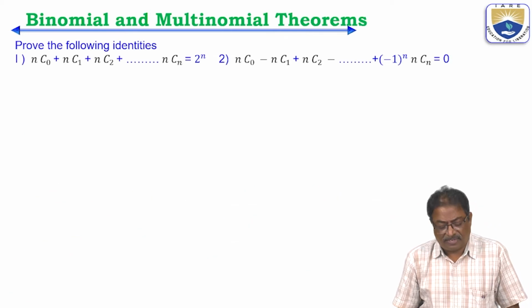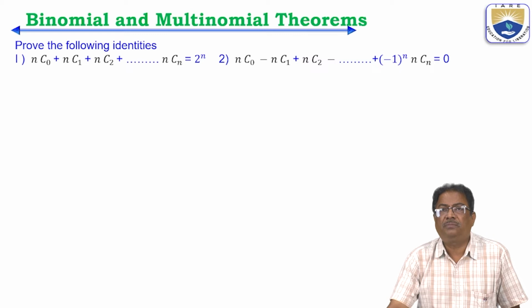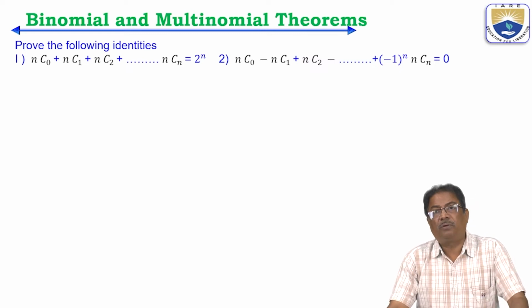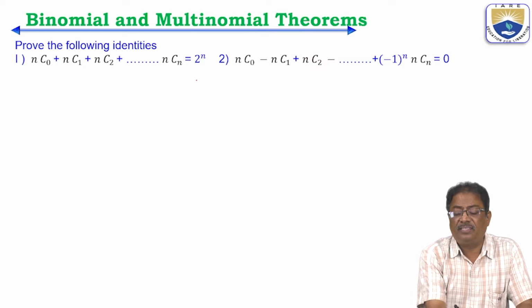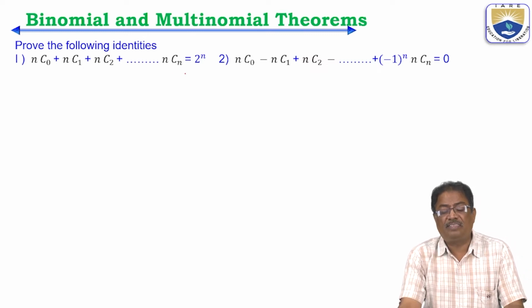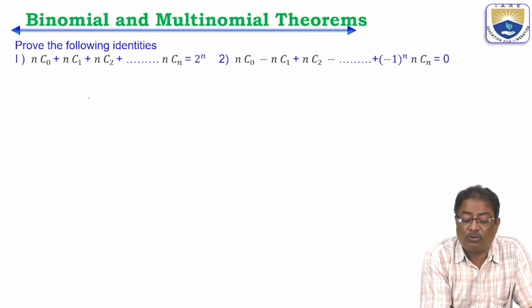Now let us consider some problems. Based on these multinomial theorems and the binomial theorems, we are going to solve some of the problems. So the first one is NC0 plus NC1 plus NC2 and so on, which equals 2 to the power of n. It is mentioned as 2 to the power of n. We have to prove this.